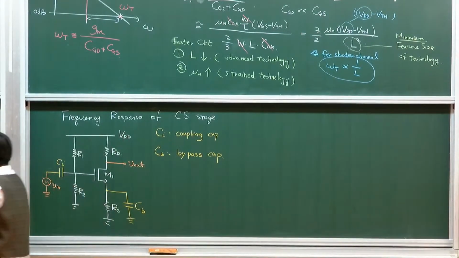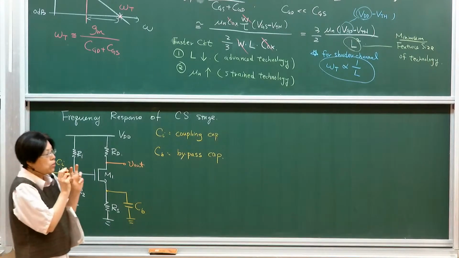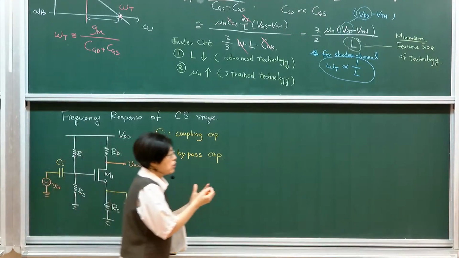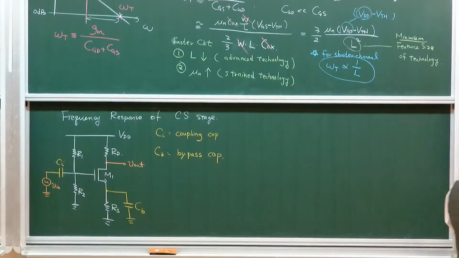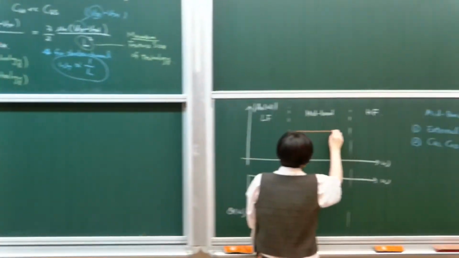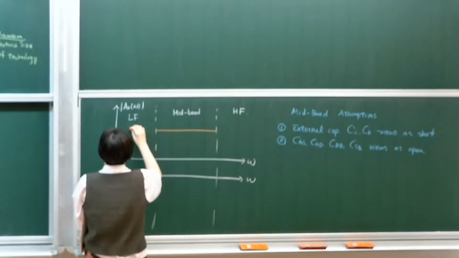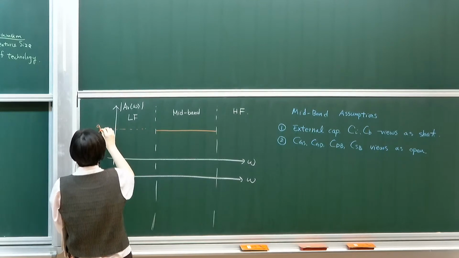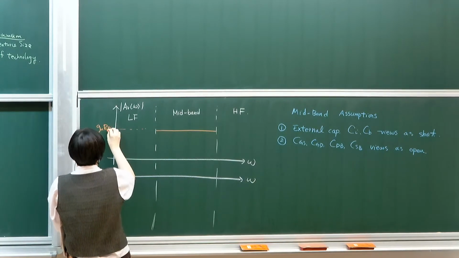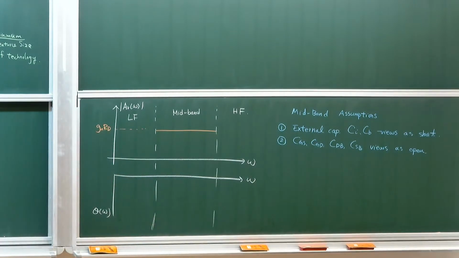This is very good because you are supposed to get your mid-band results first. So we know that at this level, it should be GMRD. The reason why you don't see RS is because it's short. That is why it's called the bypass capacitance, because you want to bypass the effect of RS.